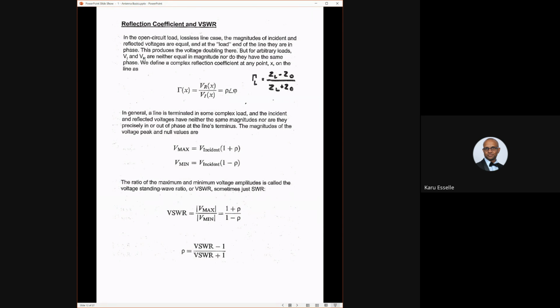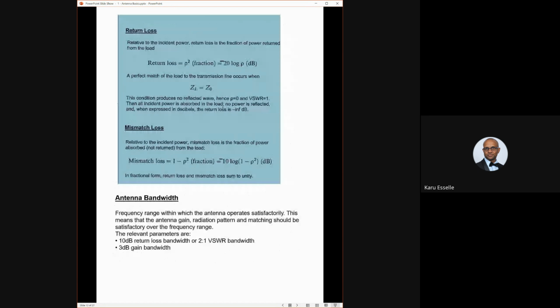If you say the input reflection coefficient magnitude of my antenna is minus 10 dB, that is correct. But if you're talking about return loss, then you say the return loss of my antenna is plus 10 dB.